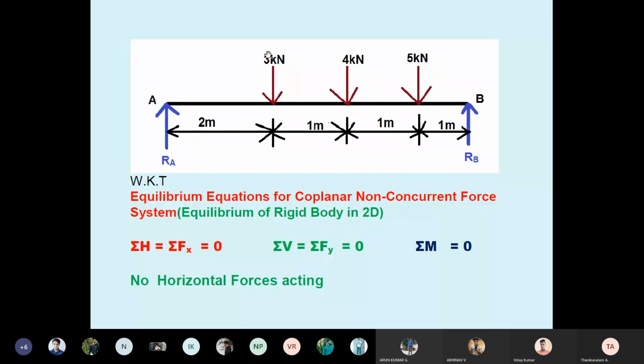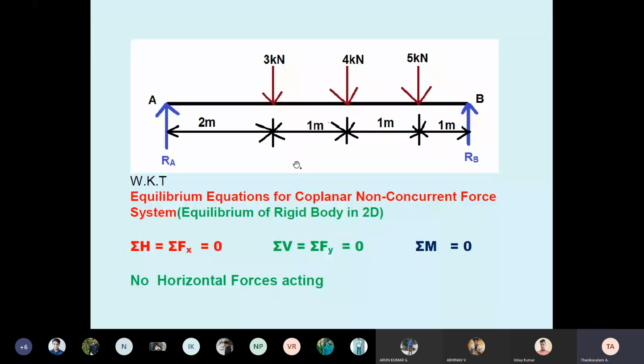See here: 3, 4, 5, and RB. With reference point A, the force 3 gives 3 into 2, clockwise. Next, 4 into 3. Why 3? Because 2 plus 1, measured from the reference point A to where the force is acting. So 4 into 3, clockwise. Next, 5: the distance is 2 plus 1 plus 1, therefore 5 into 4, clockwise.